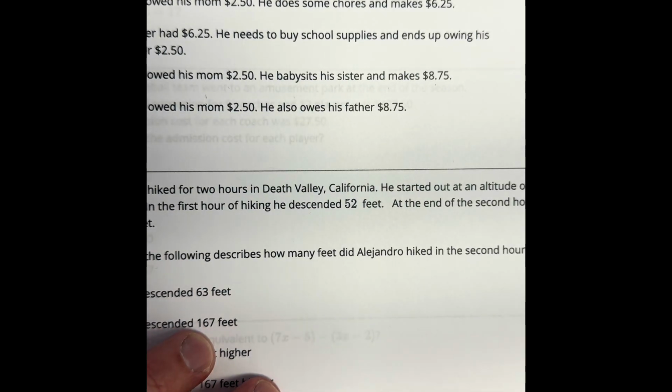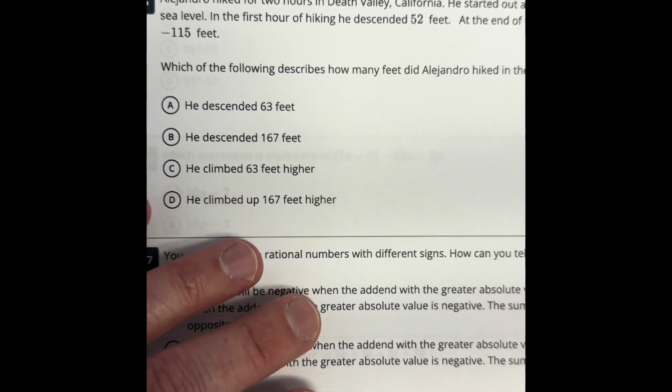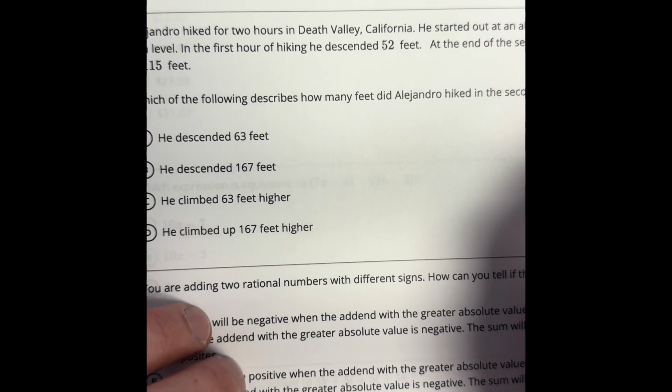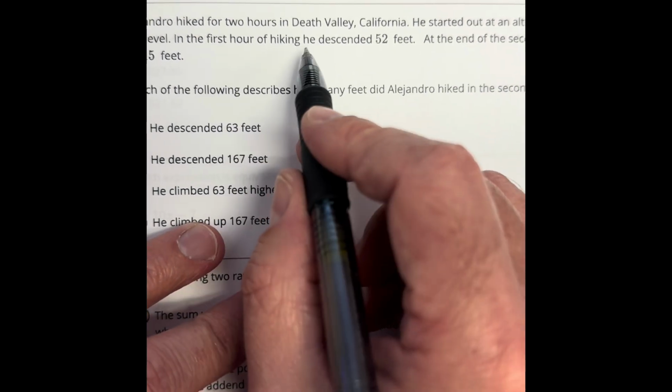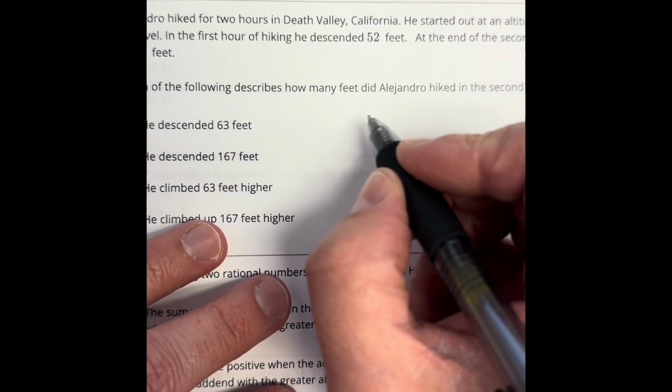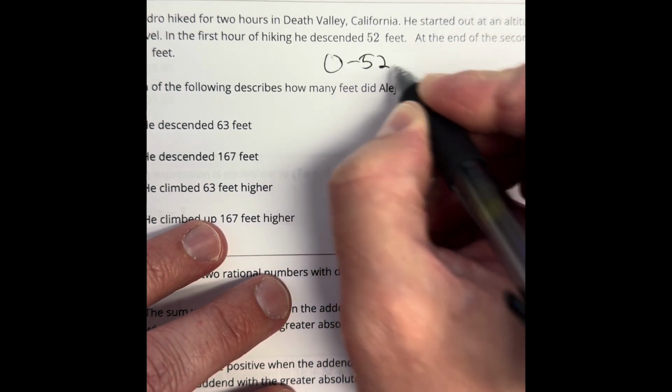Okay. Number 16, Alejandro hiked for 2 hours in Death Valley. He started at 0 feet, which corresponds to sea level. In his first hour, he descended 52 feet. So we went from 0, and we subtracted 52 from it.